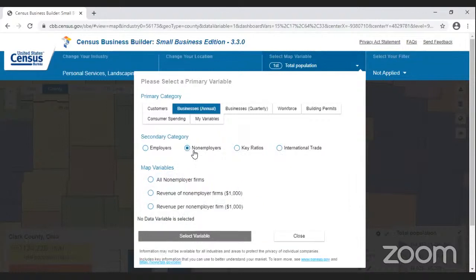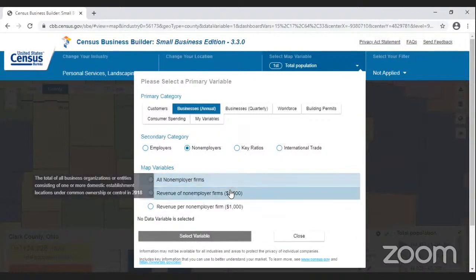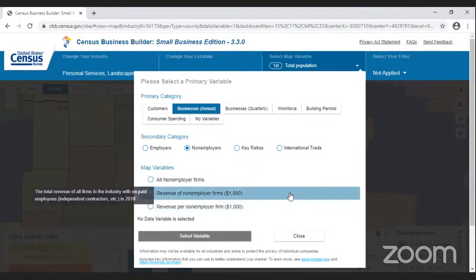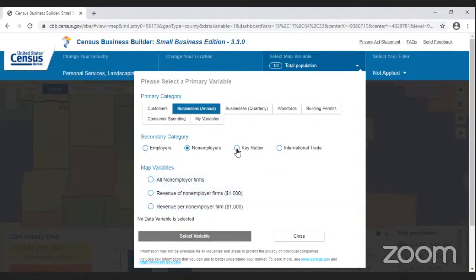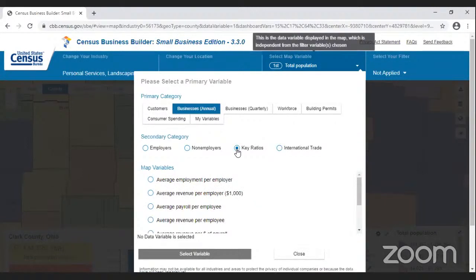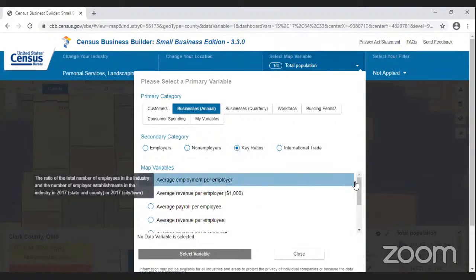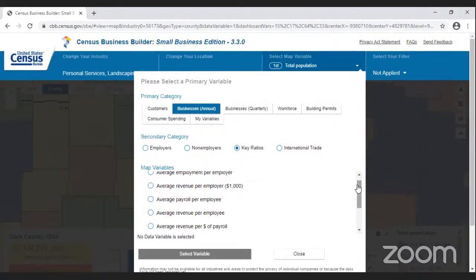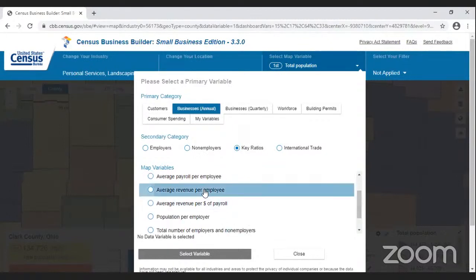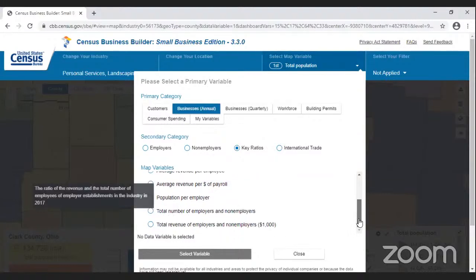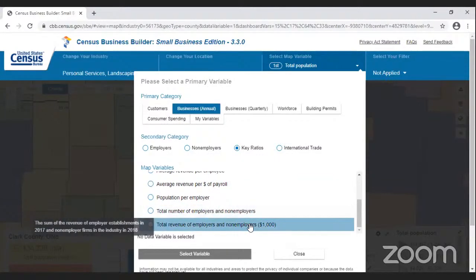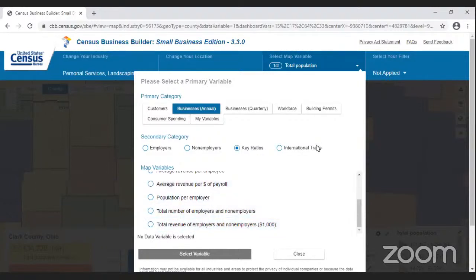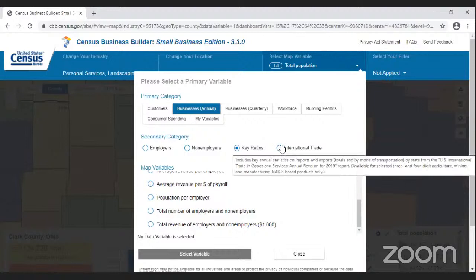Here's your non-employer data as well. You've got non-employers, their revenue per employer, non-employer. And I really like these key ratios. For instance, you'd want to know how big they are, average employment per employer, payroll, what's the average revenue per landscaping business, the total number of employers and non-employers, and their total revenue as well. And I'm not going to go through international trade because we're not on a NAICS international trade NAICS code.